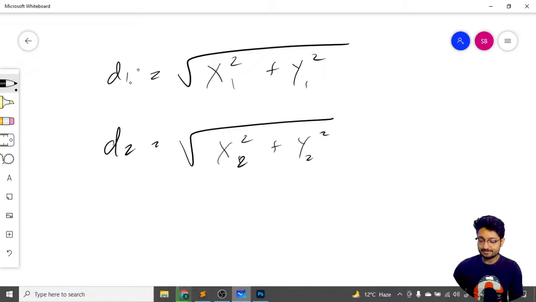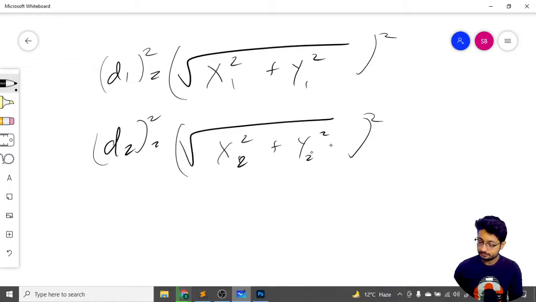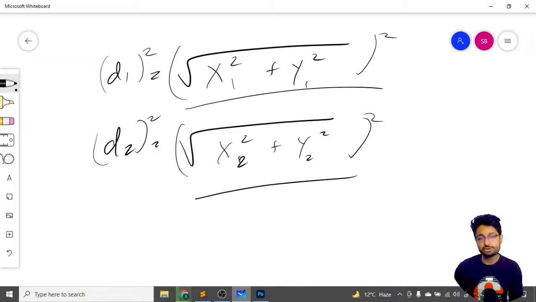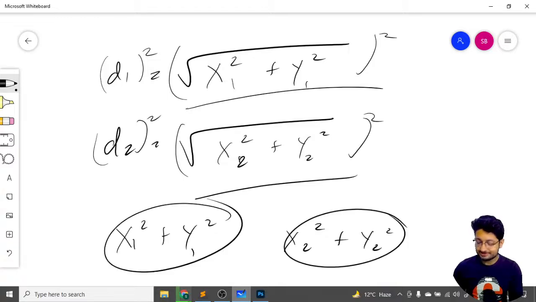Now, because d1 and d2 are different values, you can square them on both sides, and these terms can then also be compared. Instead of finding the under root, you can just compare x1 whole square plus y1 whole square and x2 whole square plus y2 whole square. Whichever is smaller obviously means that the distance is smaller. Because the distance is from 0, 0, it is generally just the difference of this point and the origin. So it's just this point's coordinate square plus this point's coordinate square.